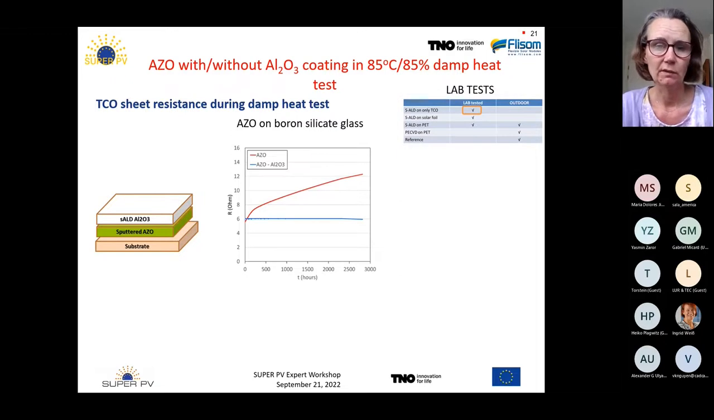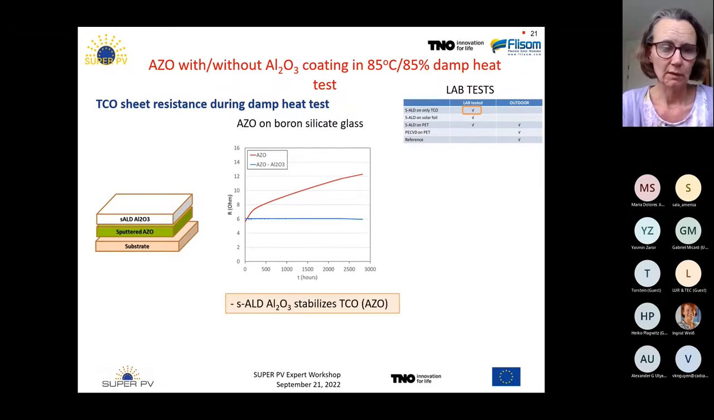And the blue line, which is the TCO, in this case aluminum doped zinc oxide, AZO, protected with the aluminum oxide, we can see that this stays stable. This means that the aluminum oxide layer stabilizes the TCO in this treatment.